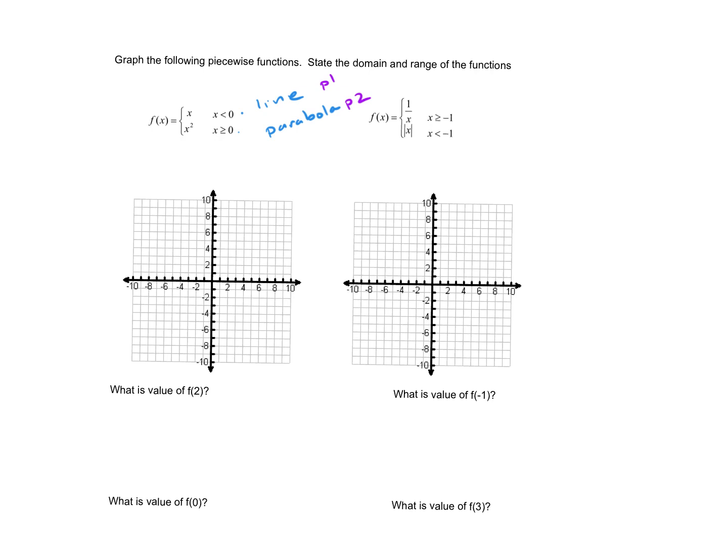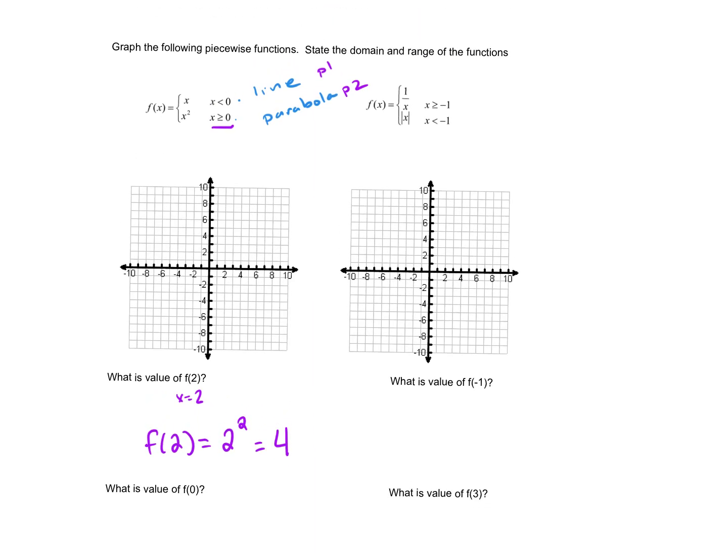So essentially this thing is going to look like a line, and then it's going to magically turn into a parabola. If I look at some of the values, so if I look at f of 2, that means x is 2. So which part has x of 2? Well, 2 is greater than 0, so that is going to get plugged into piece 2. So f of 2 in piece 2 is simply 2 squared, because the function's x squared, which is 4.